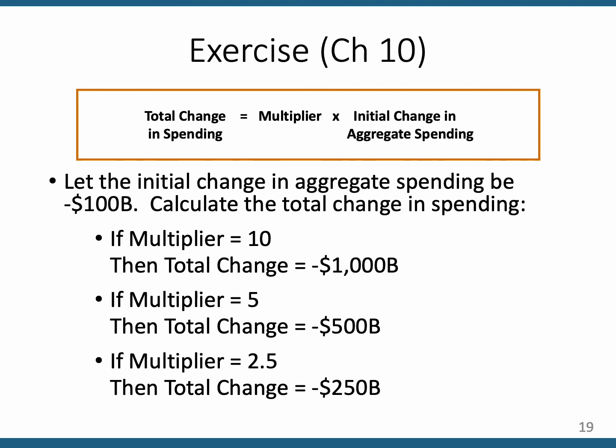If the multiplier were 5, so this would be if the marginal propensity to consume were 0.8, right? That would make the multiplier 5. If the multiplier were 5, then this initial decrease in spending of $100 billion would become multiplied and end up being minus 500 billion, and so on.